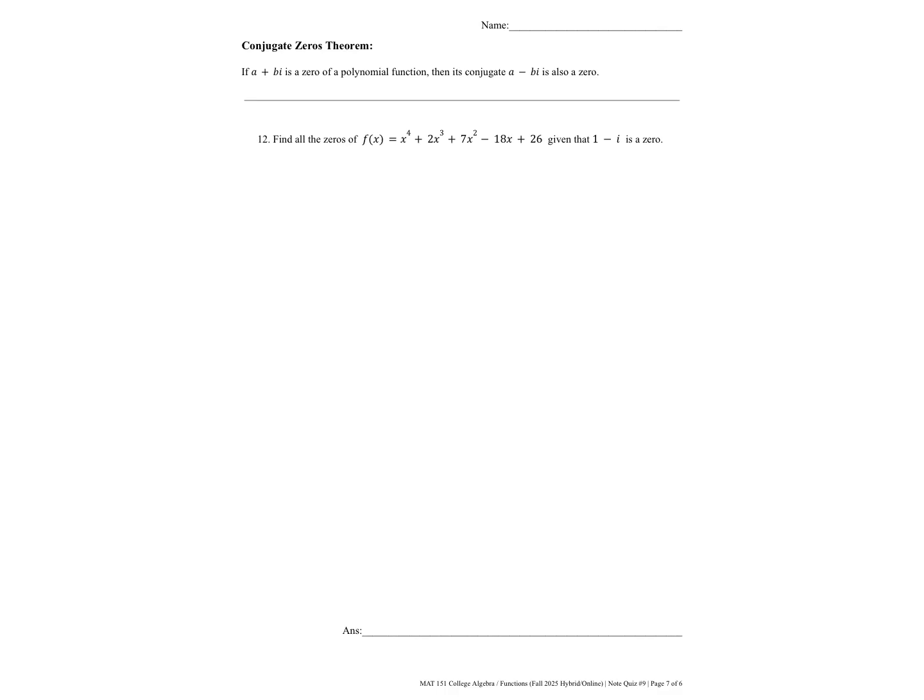All right, so now let's talk about what's called the conjugate zero theorem. And it says something that's pretty simple to understand. If you have a complex number given to you as a 0, its conjugate must also be a 0. Remember, when you find a conjugate, you're just changing the sign between the real part and the imaginary part.